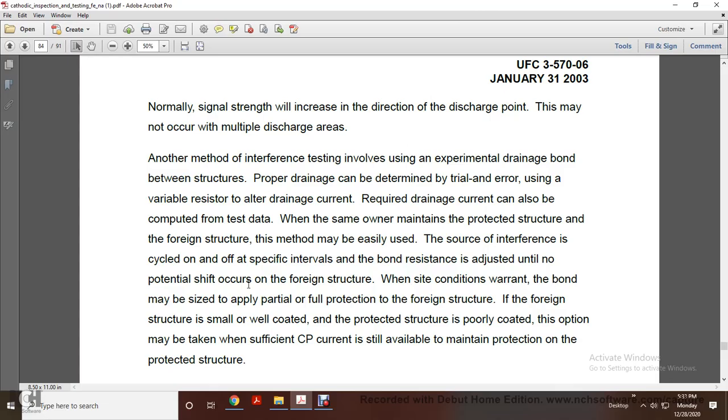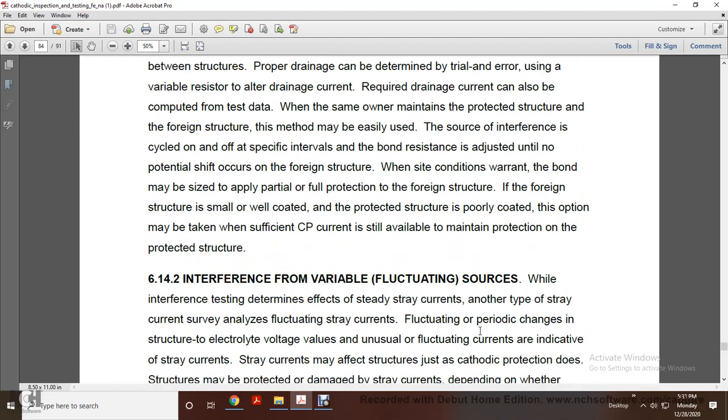When the condition warrants, bond to the foreign structure for partial or full protection. The foreign structure is small and well coated. The protected structure is poorly coated. The option may be taken with a sufficient cathodic protection current still available for protection. Maintain protection on the protected structure.